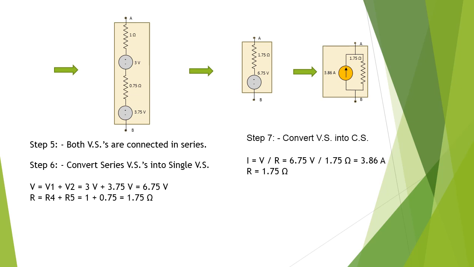How to get the value of current? By using Ohm's law, voltage upon resistance. Therefore, it is 6.75 upon internal resistance 1.75, which gives you 3.86 ampere. And the internal resistance gets connected in parallel with the current source, which is 1.75 ohms.